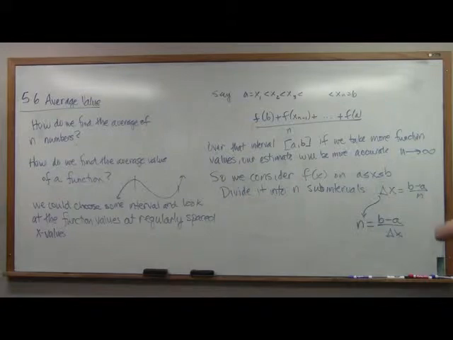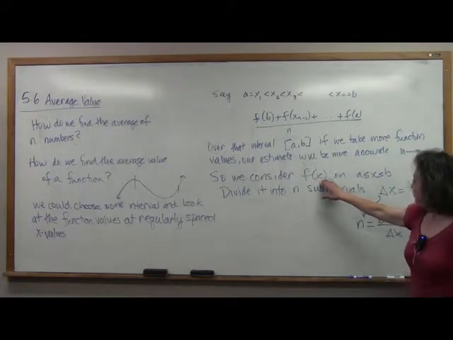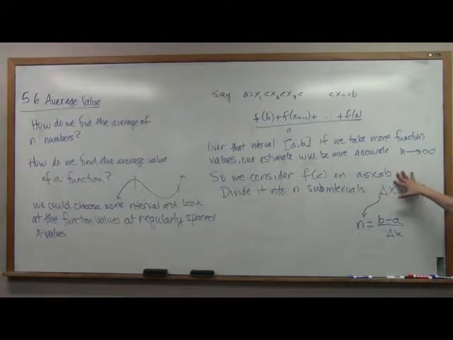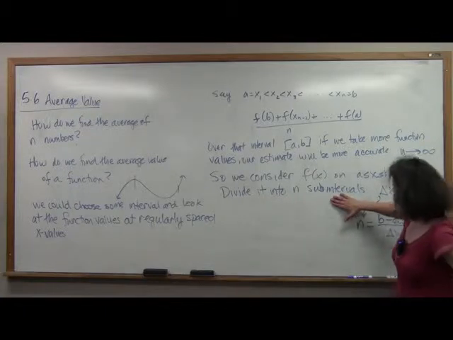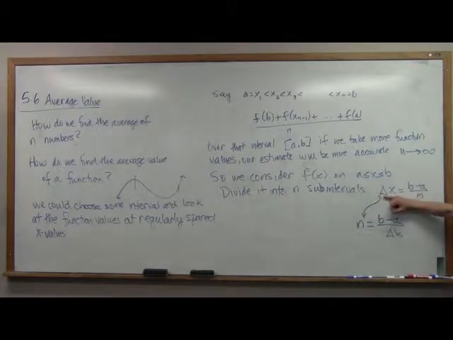So what are we going to do? We consider a function on the interval from a to b. And our goal is to find the average value of that function on this closed bounded interval. So what we do is we divide it into n different subintervals, and the length of each subinterval is delta x. Okay? So since they're of equal length, what you do is you take b minus a over n.